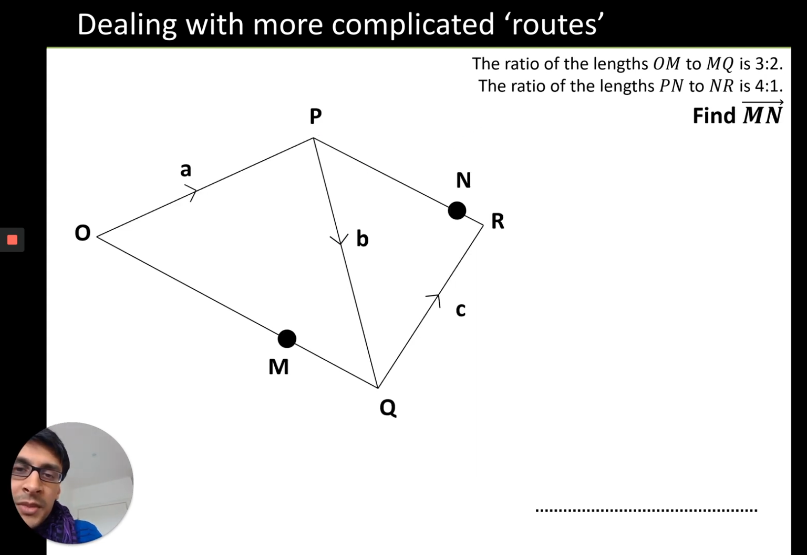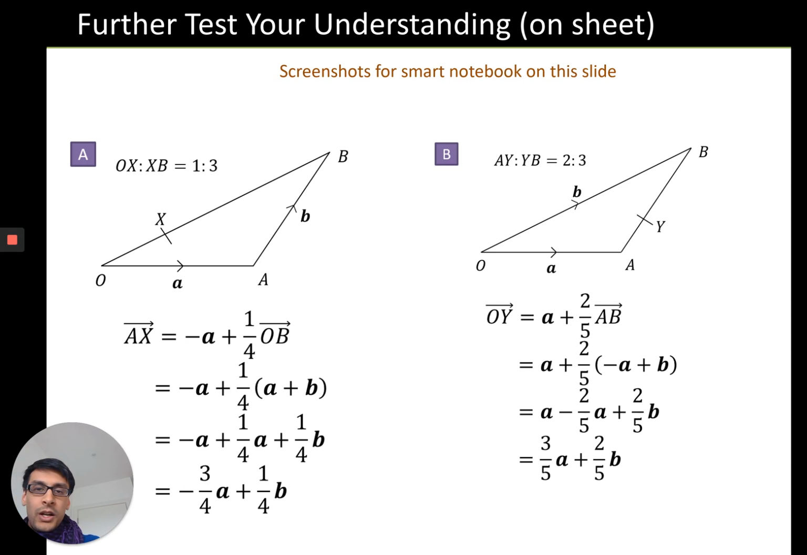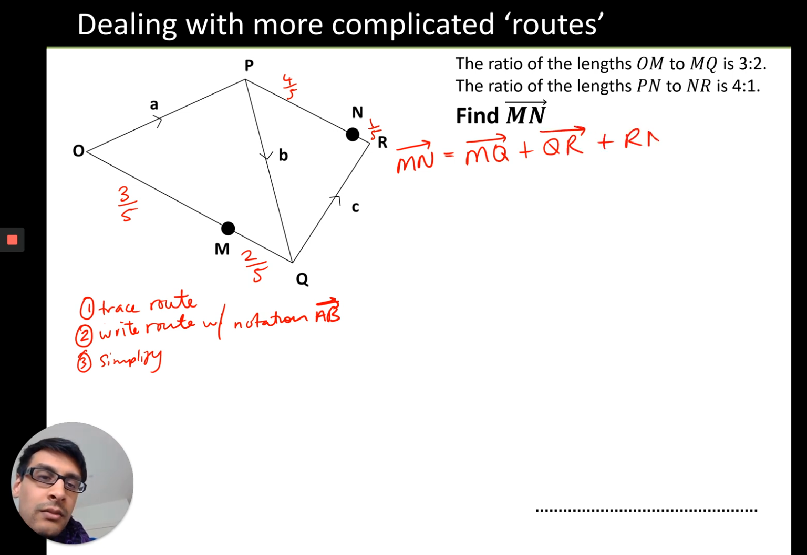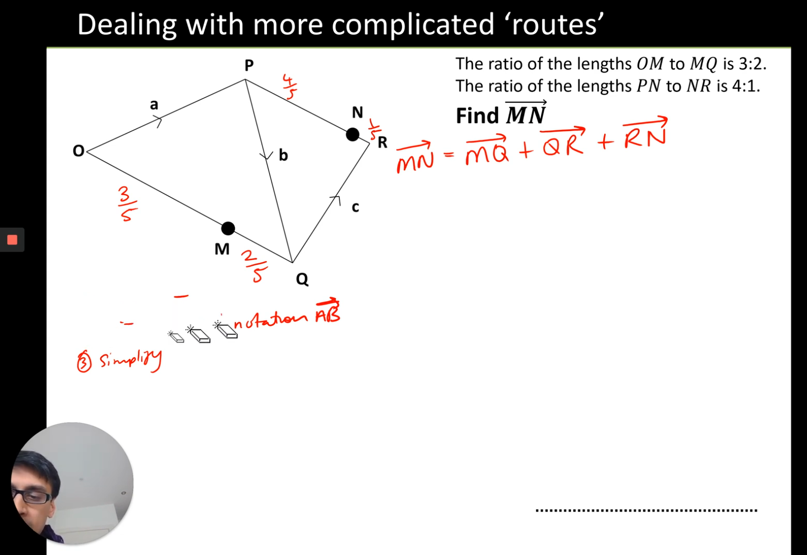So I want to go from M to N. So I've decided that MN is equal to MQ plus QR plus RN. Now on the side, I'm going to work out these vectors and then I'll bring them back up. So I just need some space here.